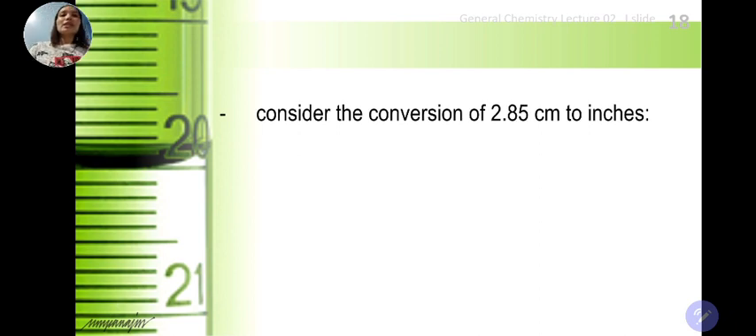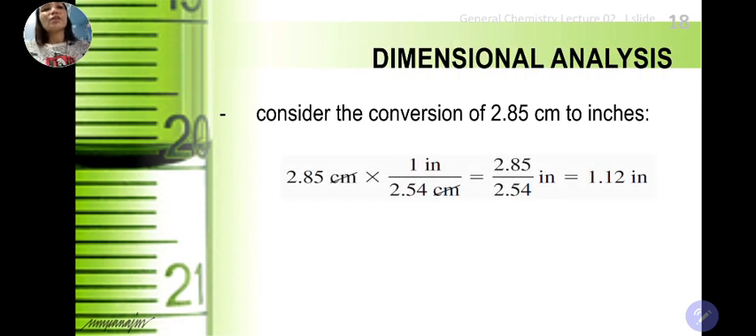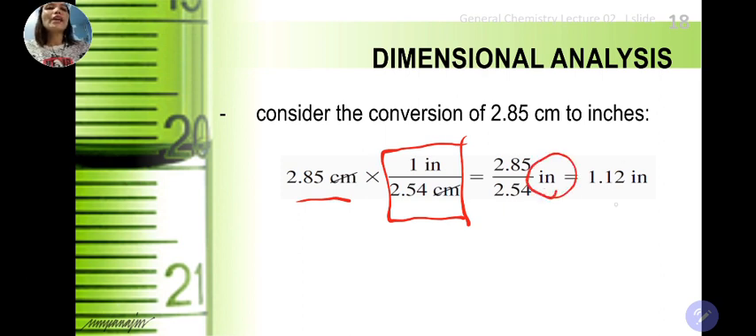So, for example, let's take this for example. The conversion of 2.85 centimeters to inches. So, ito yung dimensional analysis na i-employ natin. This one, ito yung conversion factor natin. So, yan yung mangyayari, 2.85 over 2.54 inch. So, since ma-cancel out yung unit na nasa taas at nasa baba, ang matitira sa'yo is inches. So, the answer would be 1.12 inches.